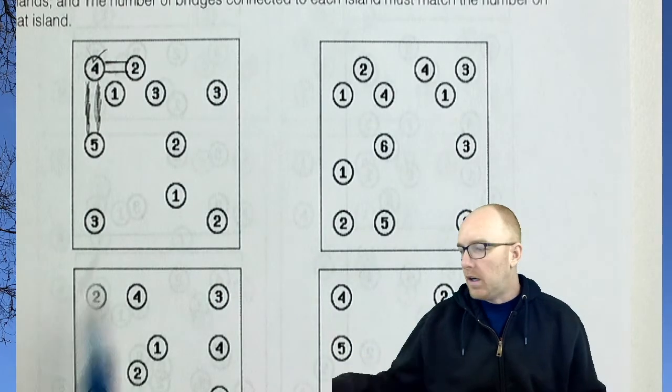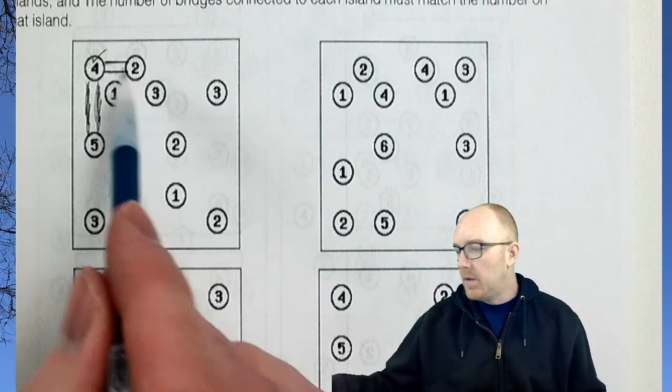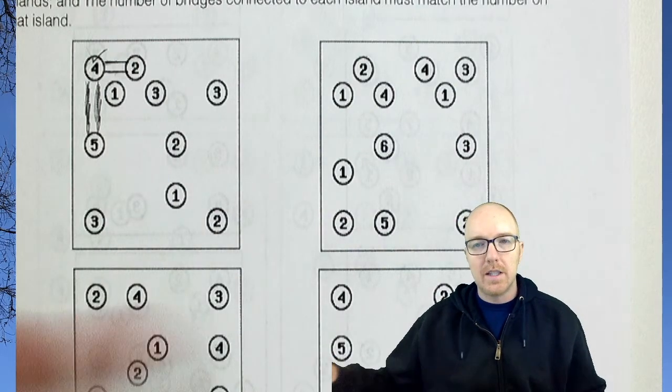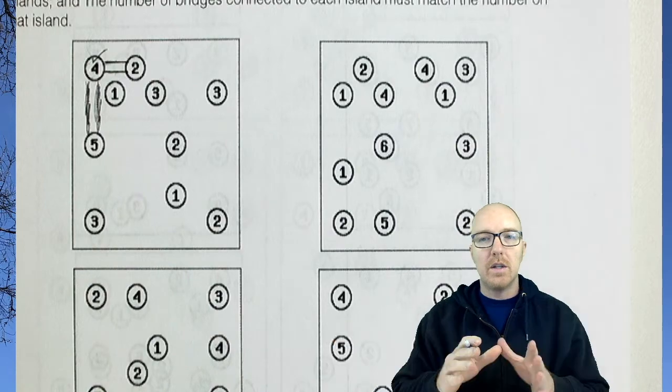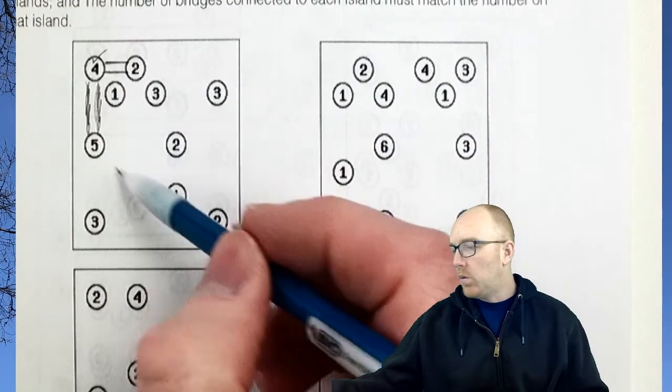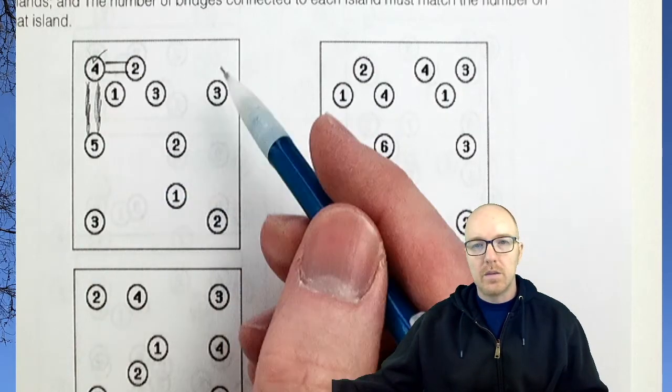The other thing is, when all is said and done, you need to be able to connect to all the islands through the chain of bridges. So there won't be any isolated sections, one section over here, one section over here. It'll be all one connection when all's said and done.